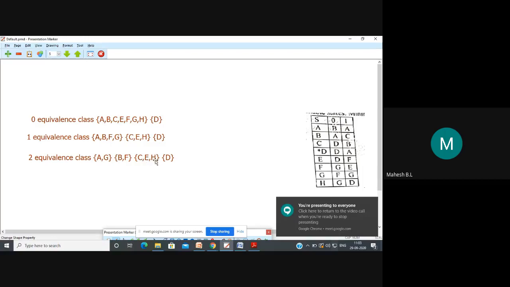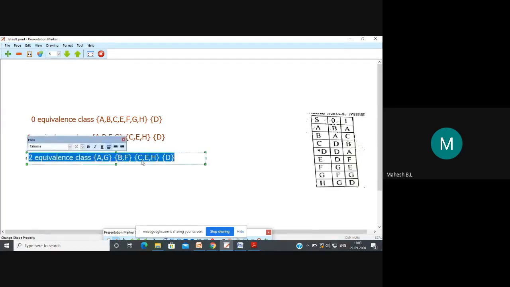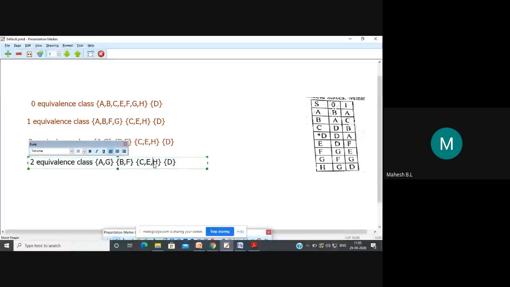Next, we have C, E, H. Let's see C, E, and H. C goes to D, B; D is here and B is here. E goes to D and F, similar to C. H goes to G and D. So H is different with respect to C and E, and we can partition this further. So C, E are in one class and H is in a separate class, like this.